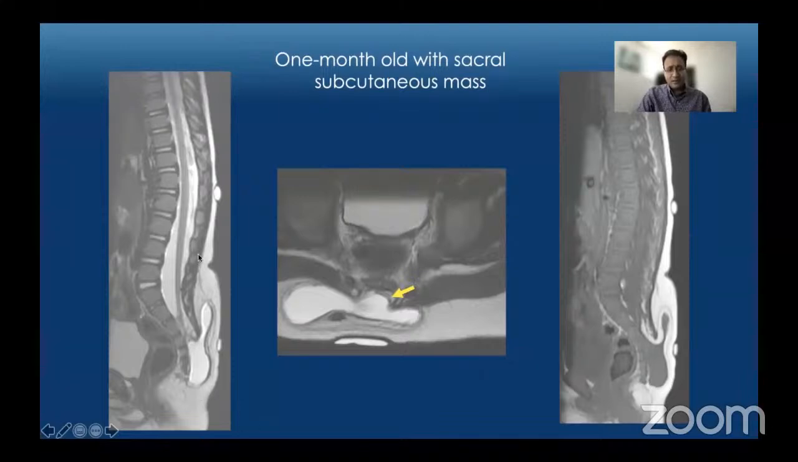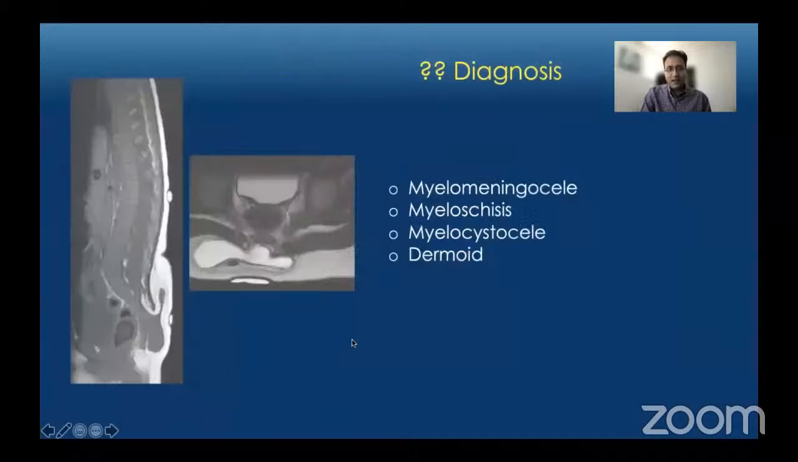The important thing to note here is this is a closed defect, that the cystic structure is completely covered by skin and the subcutaneous tissues. So what's the diagnosis here? Is it a myelomeningocele? Is it a myeloschisis? Is it a myelocystocele? Or is it a dermoid cyst? So the correct answer here is myelocystocele. So myelocystocele is a closed neural tube defect where you have herniation of the dilated central canal, or the syringocele, through a defect in the posterior elements.